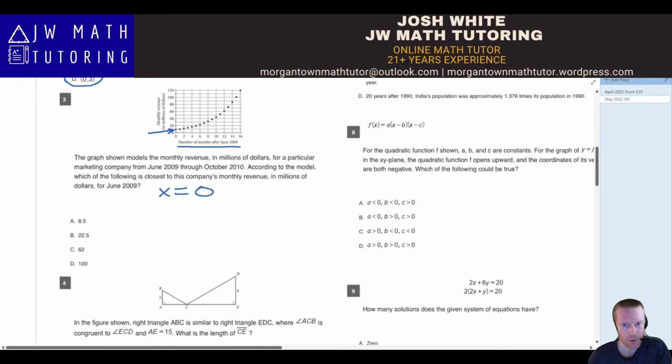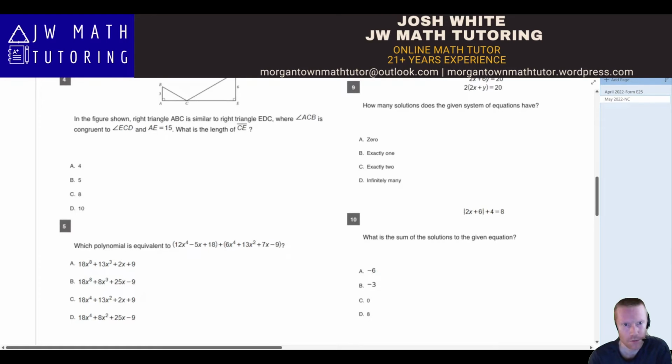It is just below this line right here, which would have a value of 10, because we have 0 and 20, and it's halfway in between them. So the one that's clearly closest to that, based on all these values, is going to be A, 8.5. So this one just involves reading a graph.